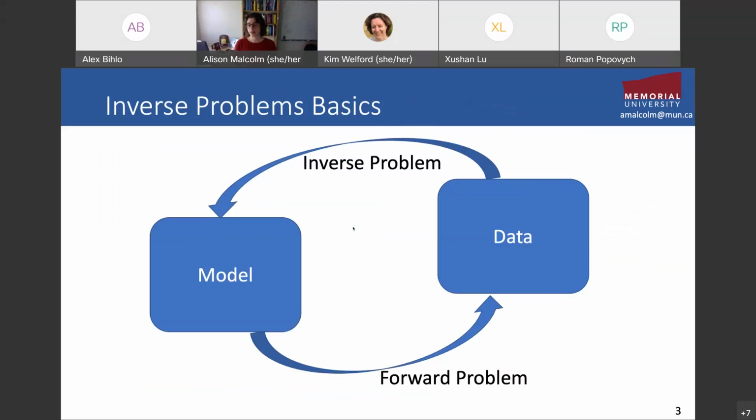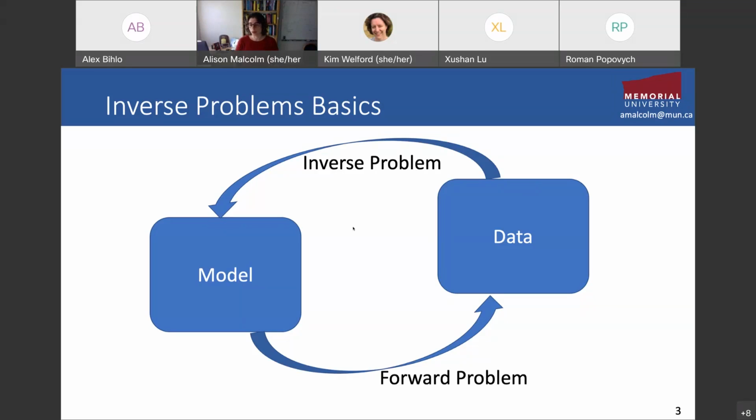So a very basic look at an inverse problem is that you have some sort of data, and you want to estimate the model parameters that give you those data. A very simple inverse problem that you surely have all done is to take data and fit it to a line. In that case, your model is the slope and the intercept of the line, and your data are the points that you've measured that you're trying to then fit to the line.